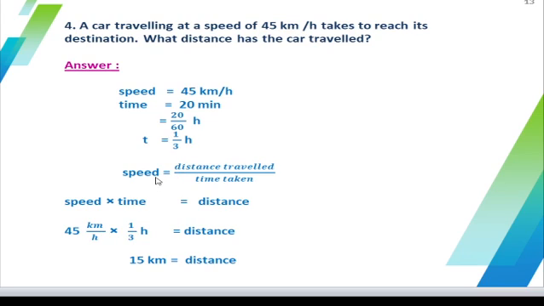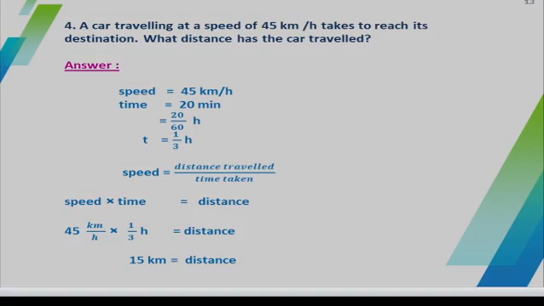So what is the formula? Speed is equal to distance traveled by time taken. Okay, so what do we want to find out? Distance. So change this formula. Already we know this formula: speed into time is equal to distance. What is the speed value? 45 kilometer per hour into time 1 by 3 hour. Hour will be cancelled, and when we divide the remaining values, finally we will get 15 kilometer is equal to distance.